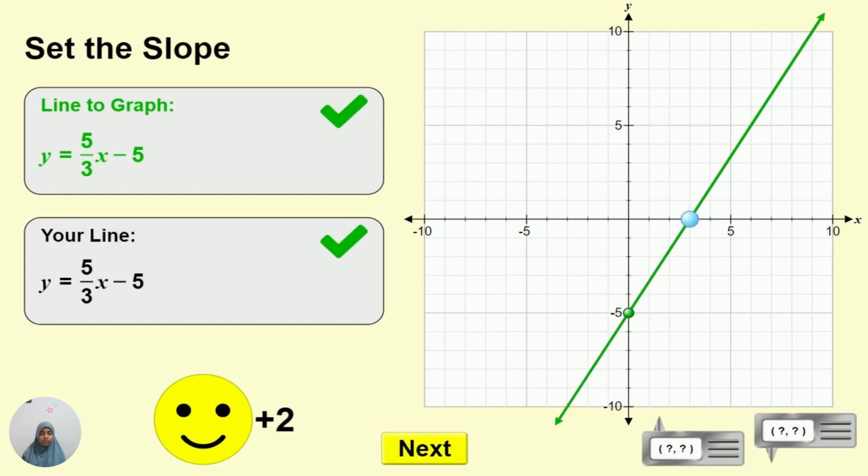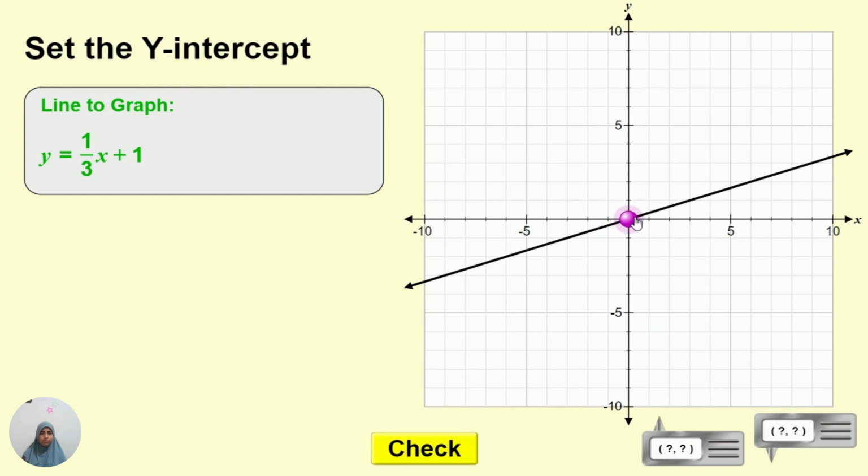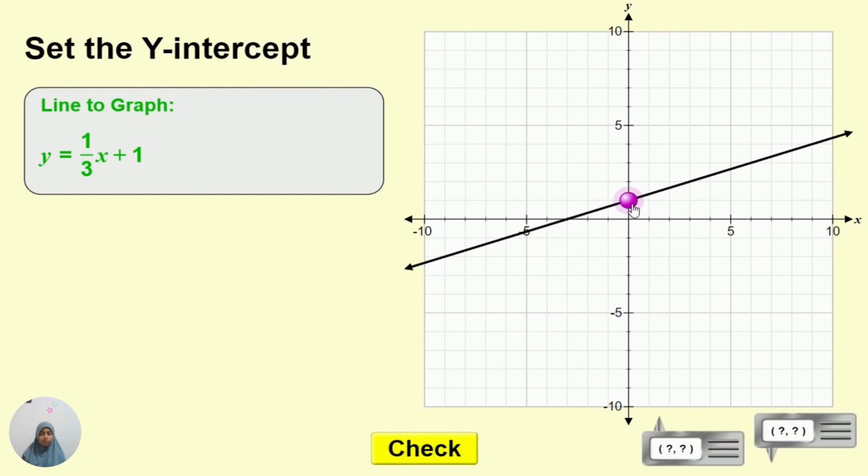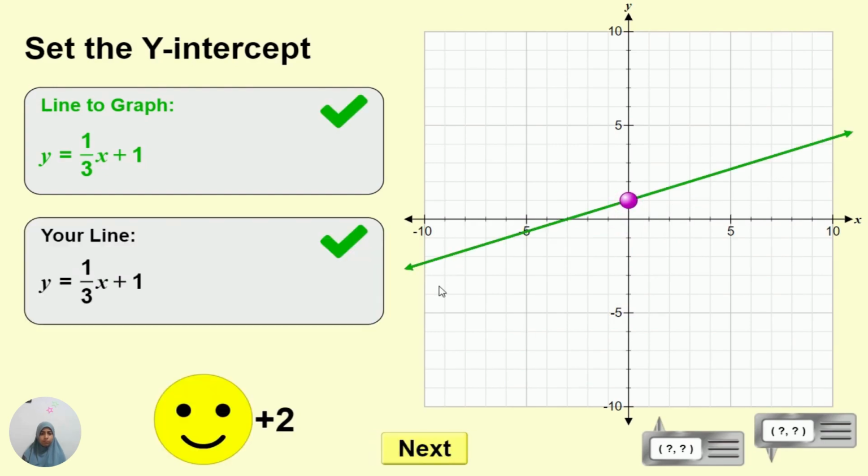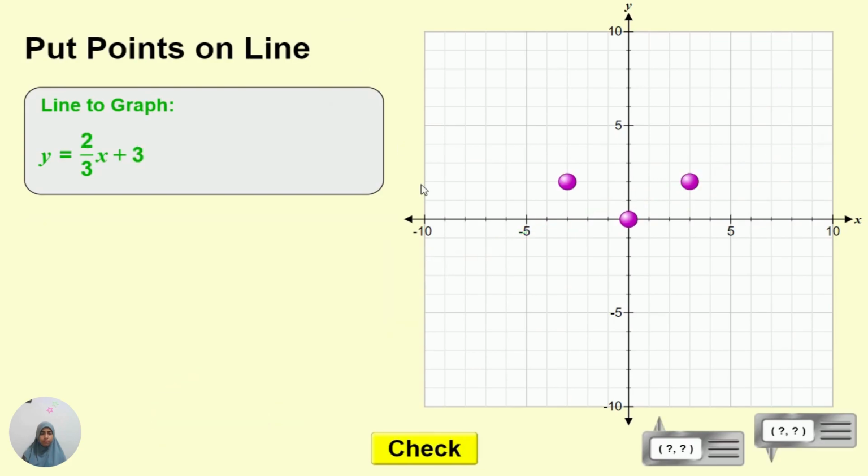Check. That's correct. Now again, we have to set the y-intercept. Simple, just put it right here at +1. Check. Now we have some harder questions. We have to put these points on the line. Let us start with the intercept first. It's +3, so +1, +2, +3. That's our intercept done there.